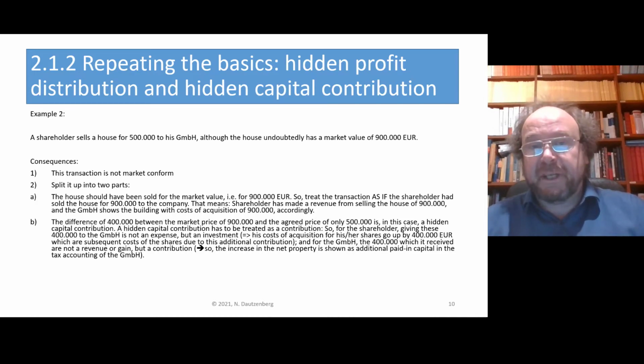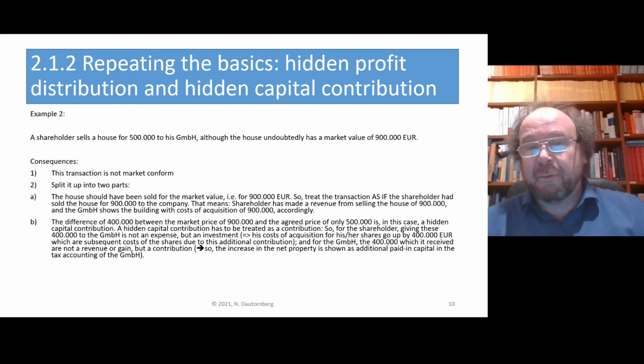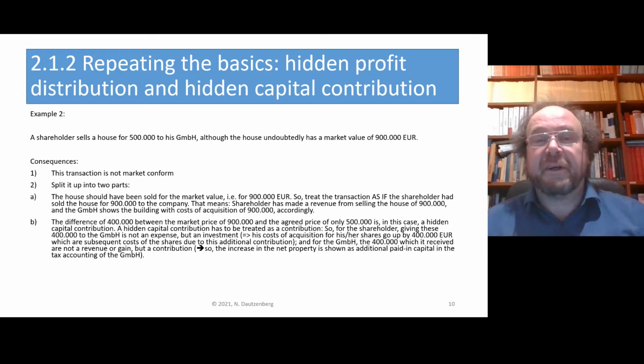And the GmbH, on the other hand, which receives 400,000 as a contribution, does not make a profit, because a contribution is something which comes from outside the enterprise, has been shifted in by one of the owners, and so a contribution was nothing which was earned within the enterprise, so no profit. The additional equity which comes from showing the house at 900,000 is not profit but is additional paid-in capital of the GmbH.